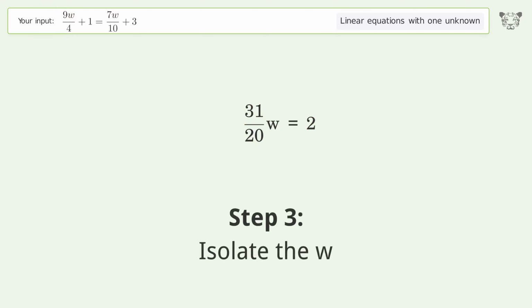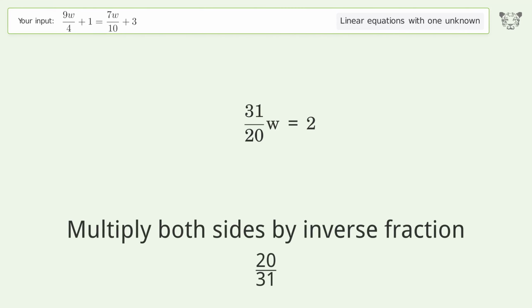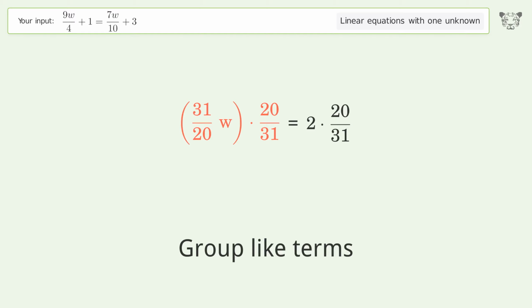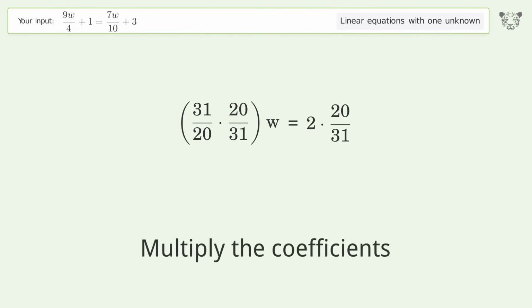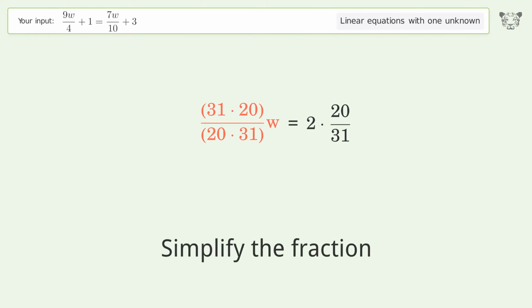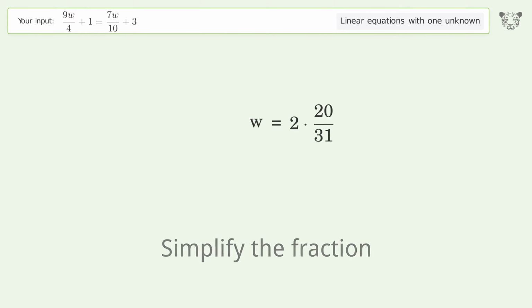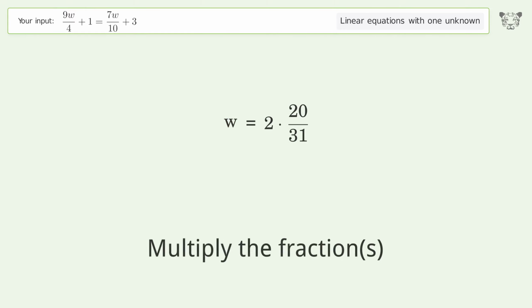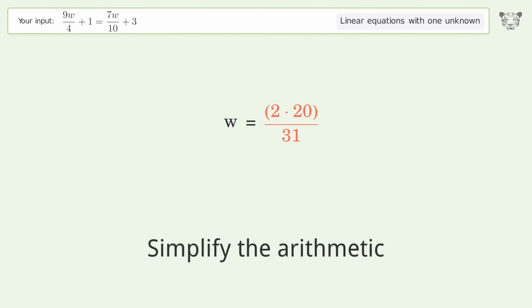Isolate the W. Multiply both sides by inverse fraction 20 over 31. Group like terms. Multiply the coefficients. Simplify the fraction. Multiply the fractions. Simplify the arithmetic.